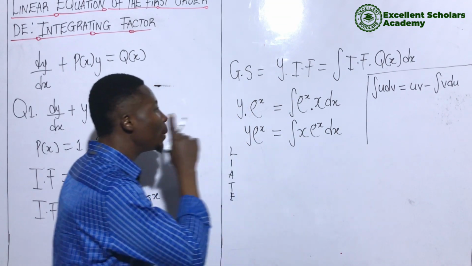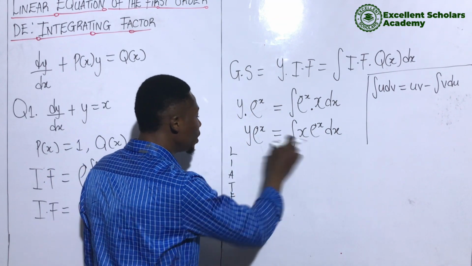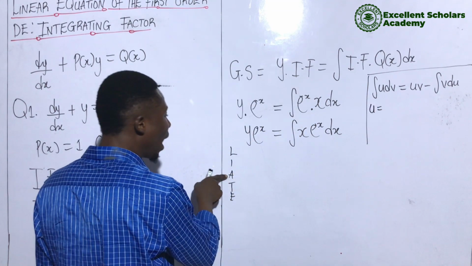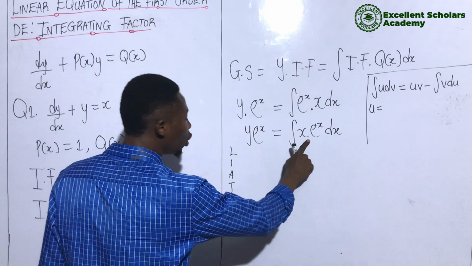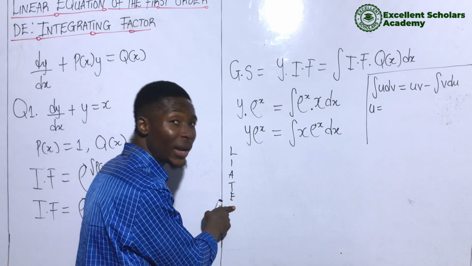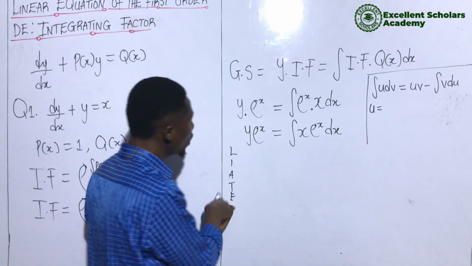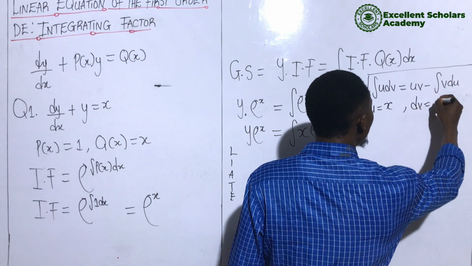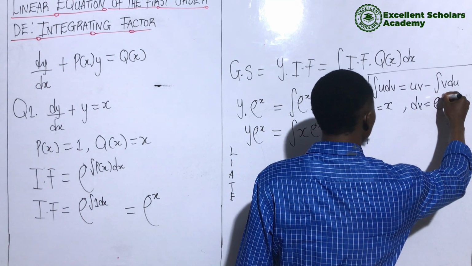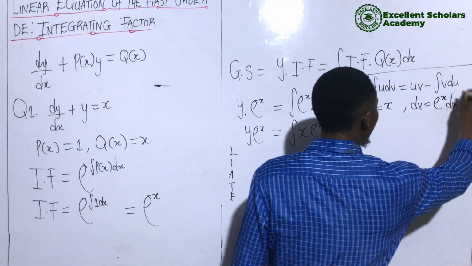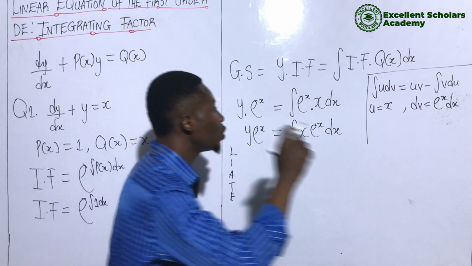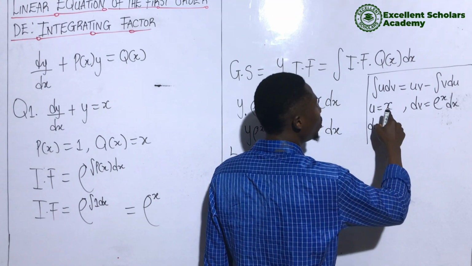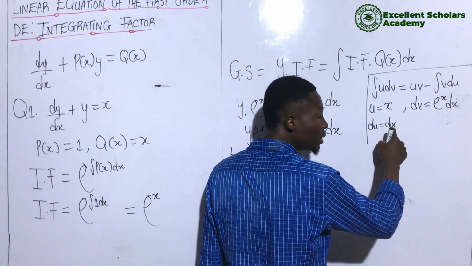Okay, so now we want to integrate this by parts. So what is going to be our u? Our u is going to be our x, because x is an algebraic function and it comes before an exponential function. Okay, so our u is going to be equal to x, and then our dv is going to be equal to exponential x dx. So now differentiate here. Now you have du is equal to dx, because if you differentiate x you get 1. That's 1 with respect to dx.